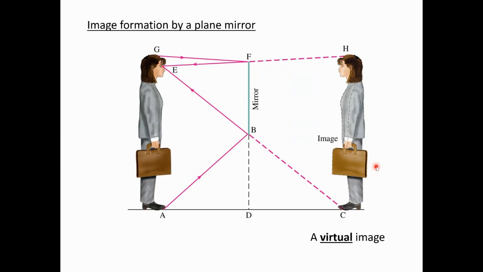Okay, so this is a virtual image. It's called virtual because it's not a real image. It's made out of inferred light rays, not actual light rays. There are no actual light rays behind the mirror, in the wall behind the mirror, right?